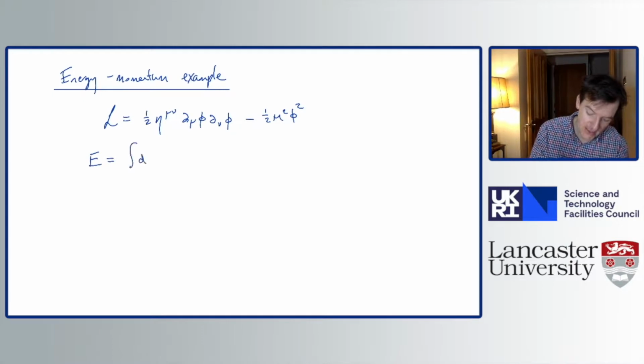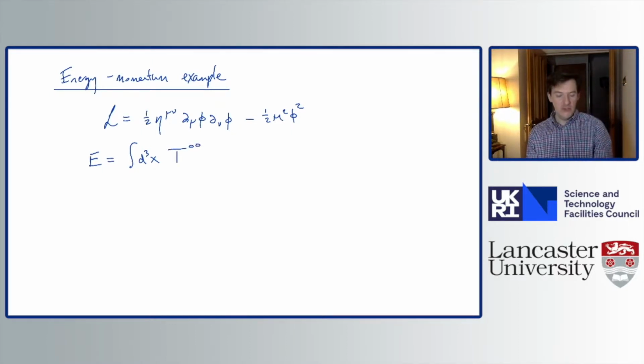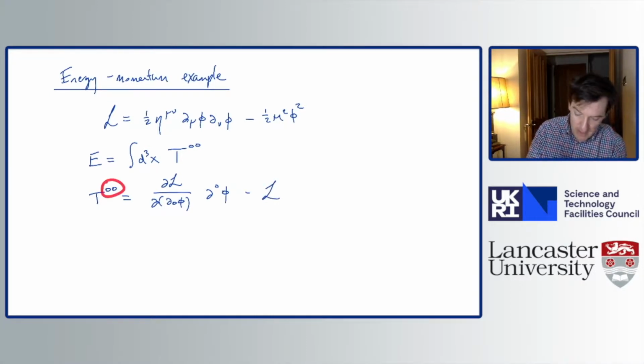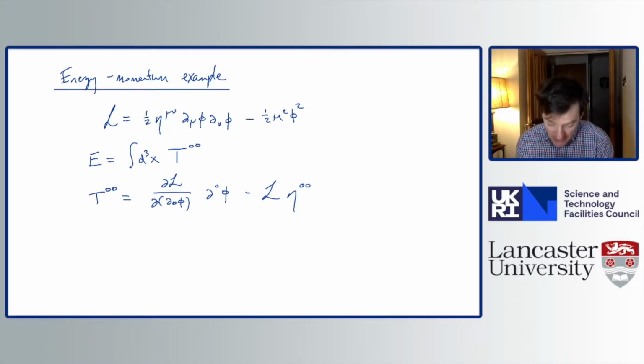Okay, so I told you that the energy is the integral d3x times the 0, 0 component of the energy momentum tensor. And we have an expression for what the 0, 0 component is. So we just set nu and mu equal to 0. So we need to do d0 phi times the derivative of L with respect to d0 phi, minus L. And here I've got both indices up, so it's the metric that enters. Okay, so I need to differentiate my Lagrangian with respect to d0 phi.